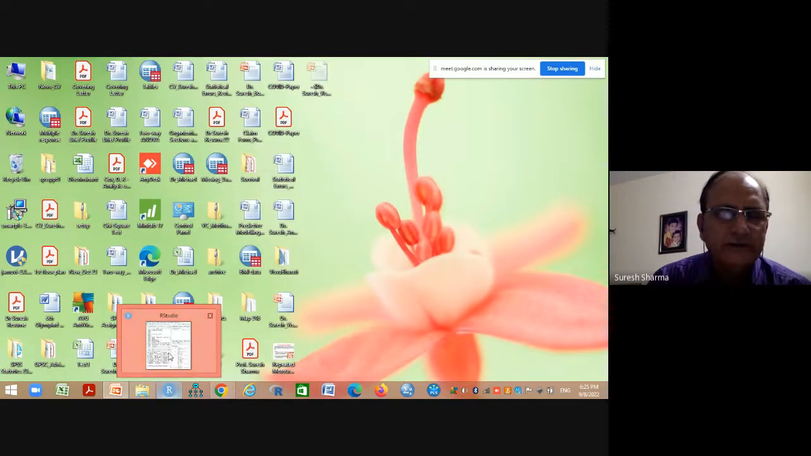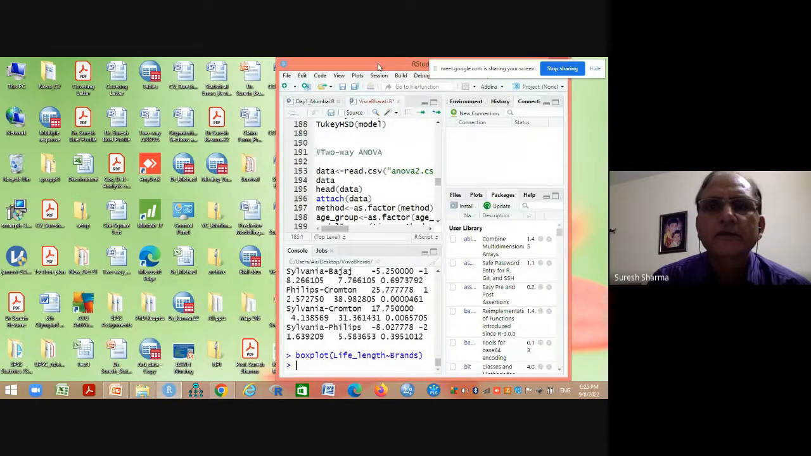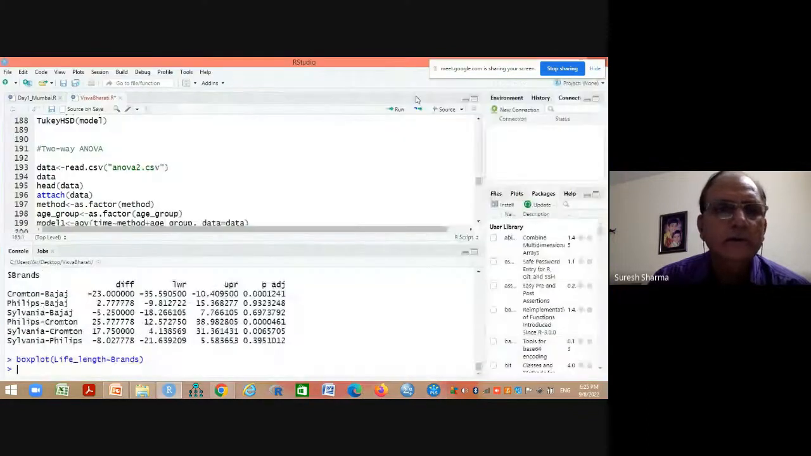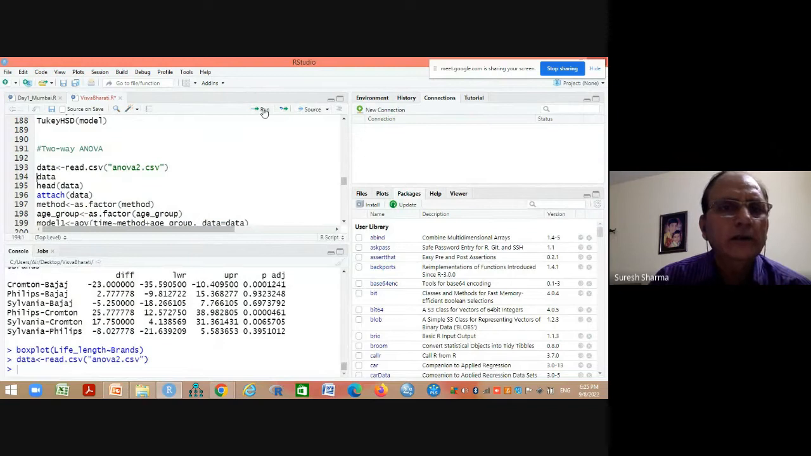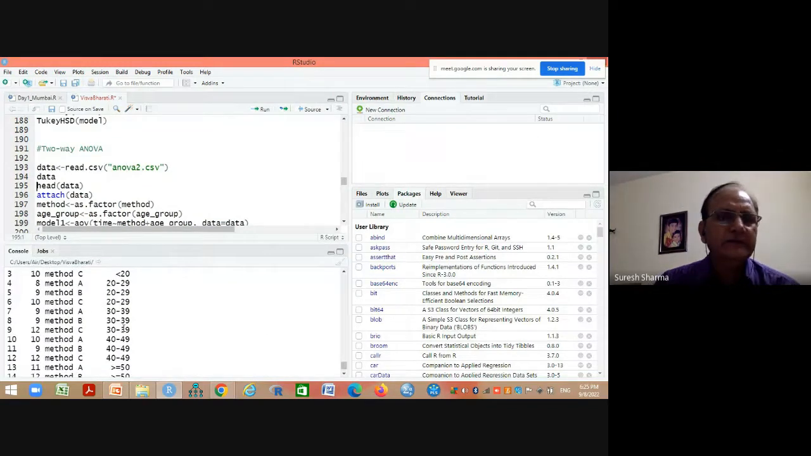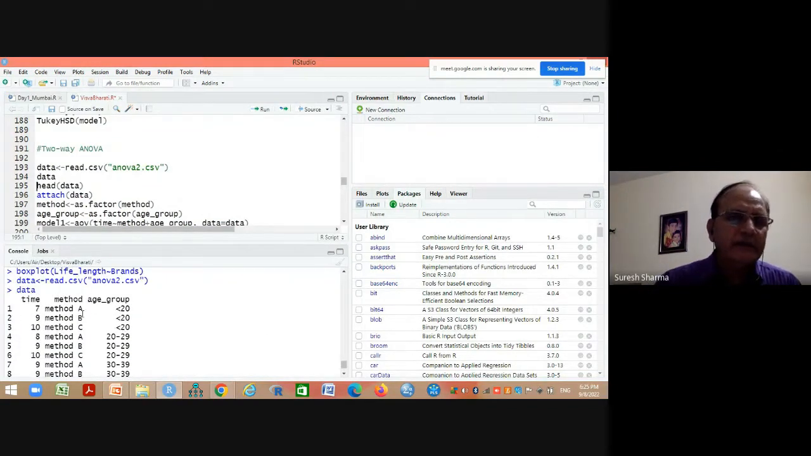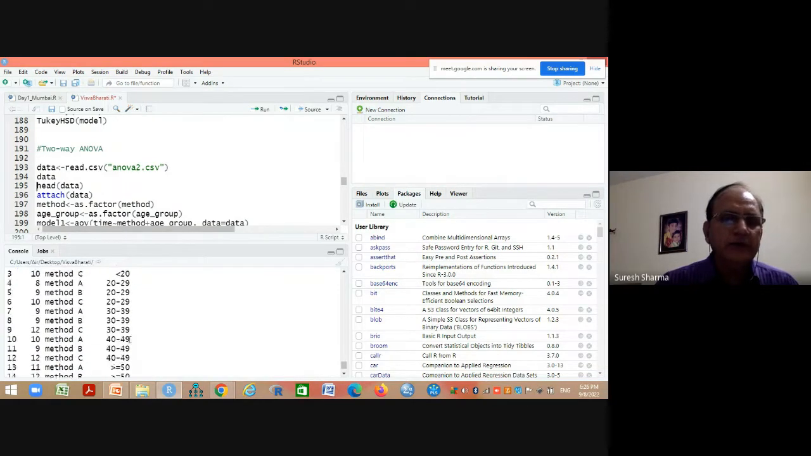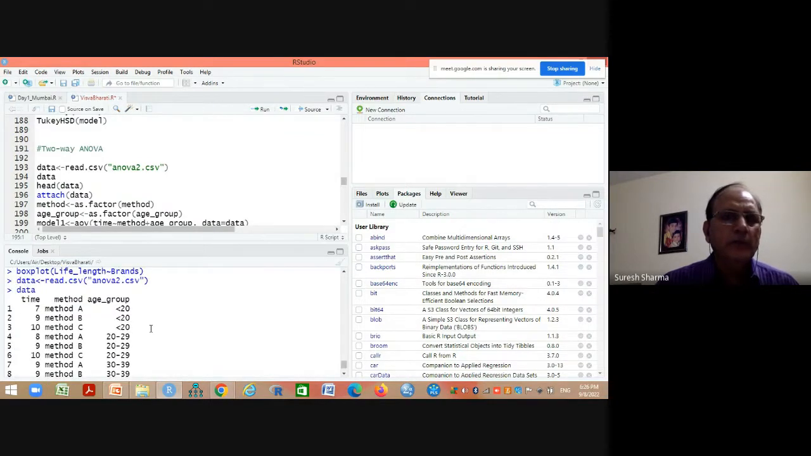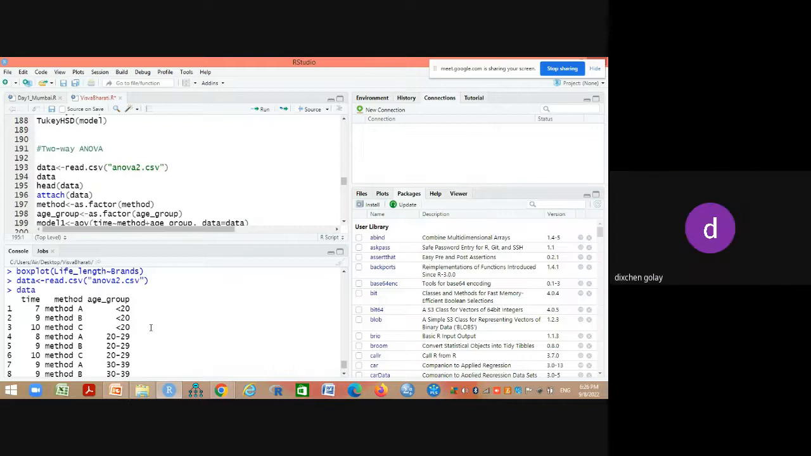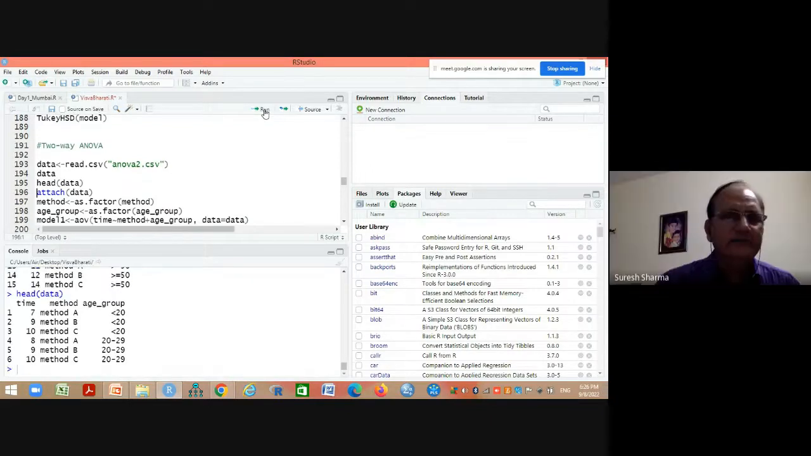Let's move on to this data set. So here is this data set. Attach data. This is two-way ANOVA. You can see, this is how I feed: 7, 9, and 10, methods A, B, and C and less than 20. Then after that 8, 9, 10, methods A, B, C again, but 20 to 29, then 30 to 39. Is that okay?